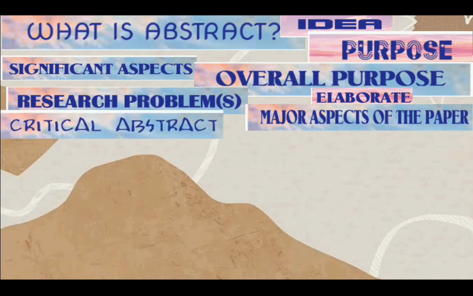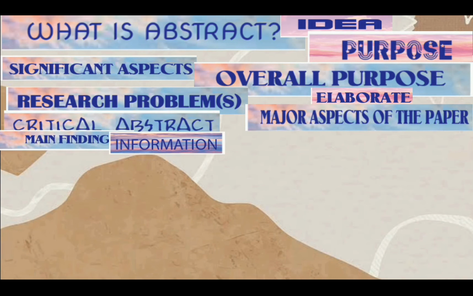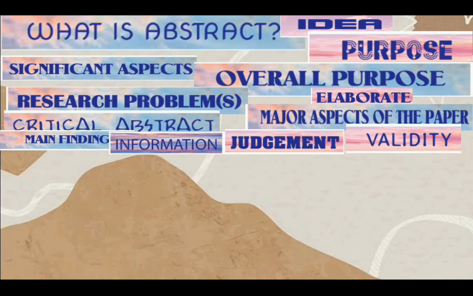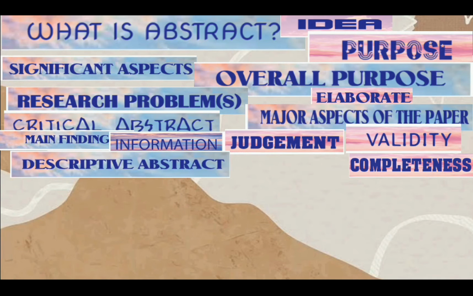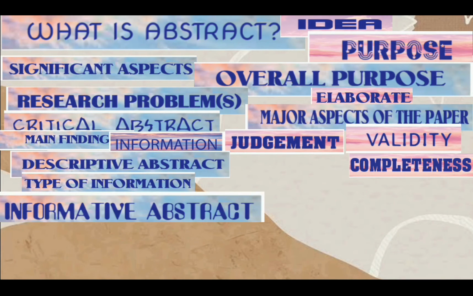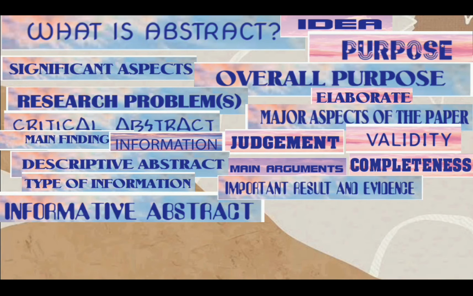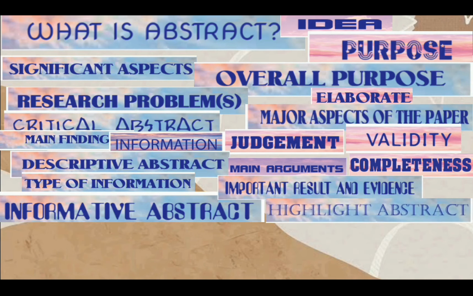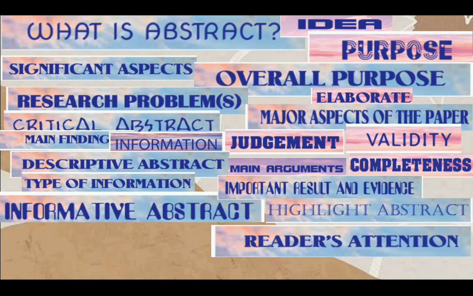The first one is a critical abstract, which describes main findings and information and the judgment about the study's validity or completeness. The second one is the descriptive abstract. It indicates the type of information found in the work. The third one is the informative abstract. It explains all the main arguments and the important results and evidence in the paper. And lastly, the highlight abstract, specifically written to attract the reader's attention to the study.